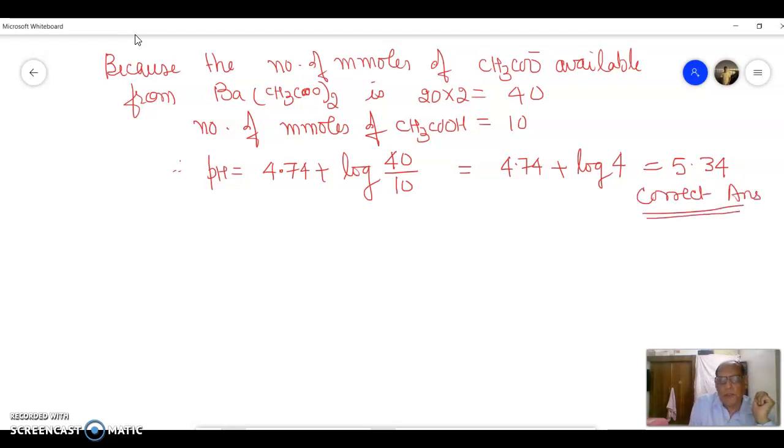So I want to emphasize this point that while using Henderson-Hasselbalch equation, salt does not mean the concentration of the salt. It means the concentration in mole per liter, or the number of moles, or the number of millimoles, as the case may be, for the conjugate base of the acid or conjugate acid of the base. That's all. Now we can go for the third misconception.